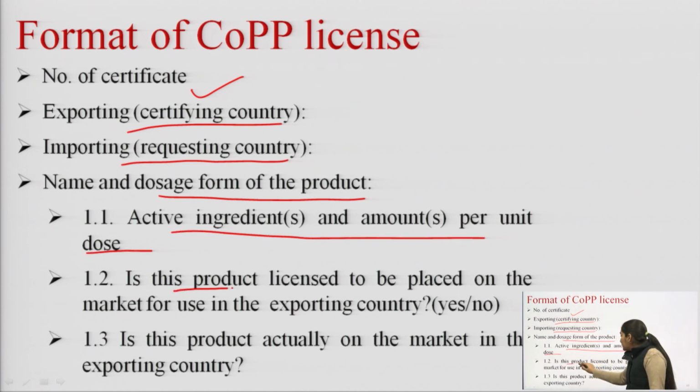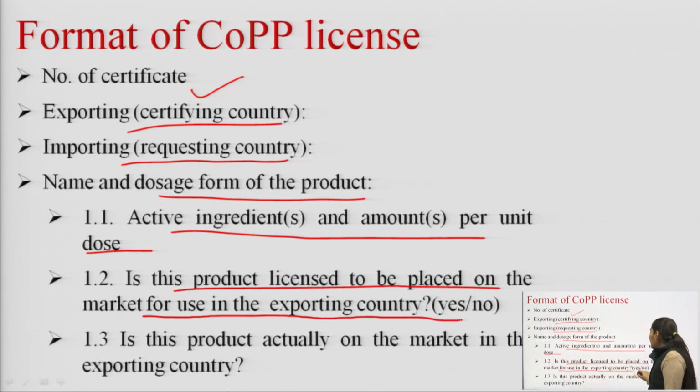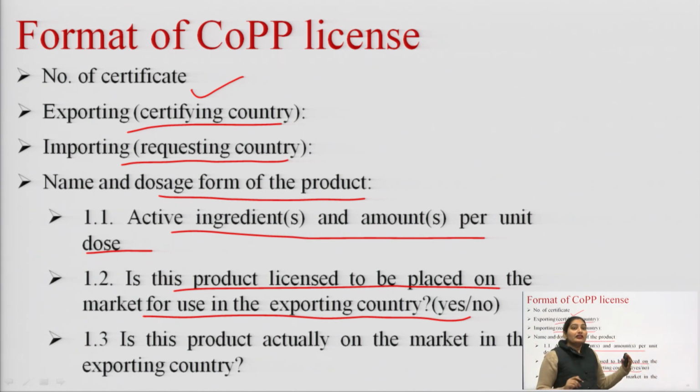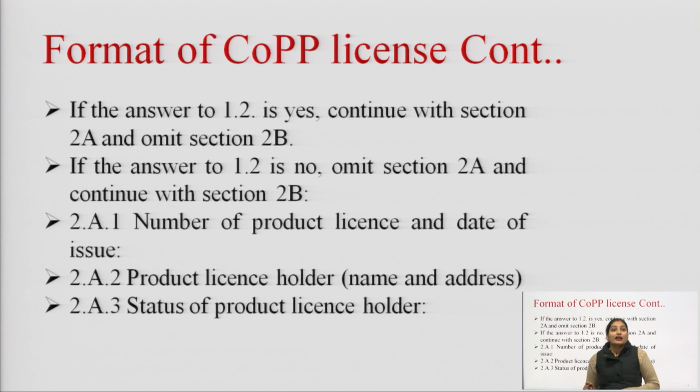Second is, is this product licensed to be placed on the market for use in the exporting country? If this product is actually in the market in the exporting country, then 1.3. Next, if the answer to 1.2 is yes, then continue with section 2A and omit section 2B. And if the answer to 1.2 is no, then omit section 2A and continue with section 2B.